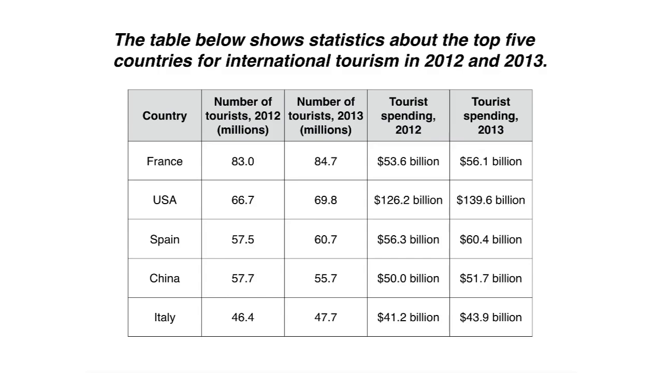Here's the question. The table below shows statistics about the top 5 countries for international tourism in 2012 and 2013. Looking at the table, you can see on the left we've got countries. Then the next 2 columns we've got numbers of tourists in the 2 years, 2012 and 2013. So that's numbers of people in millions. And then in the final 2 columns, we've got tourist spending in those countries in those 2 different years. And that's in billions of dollars.